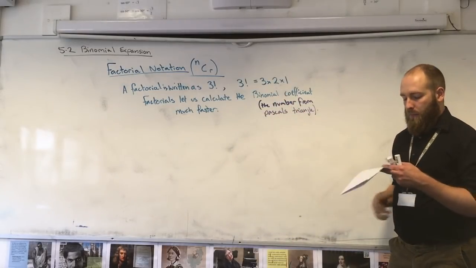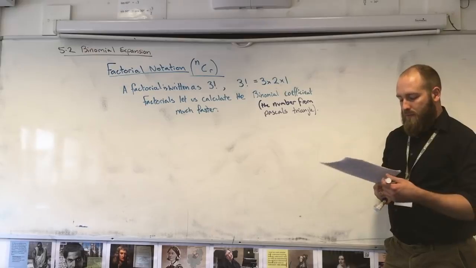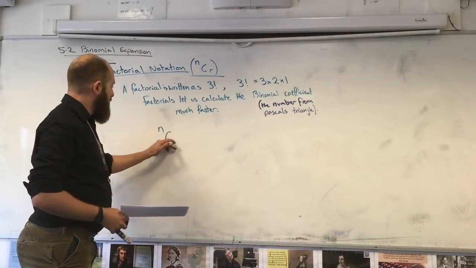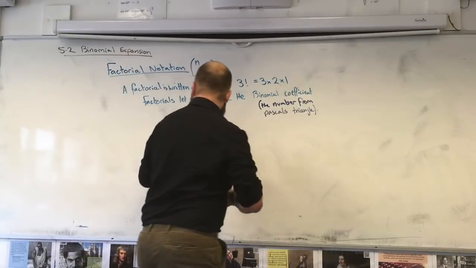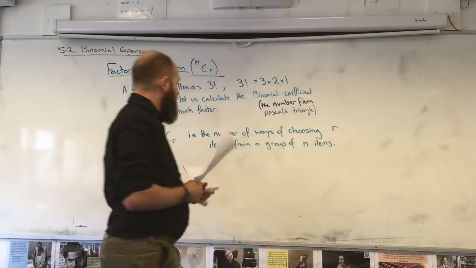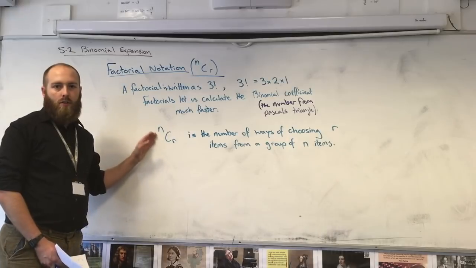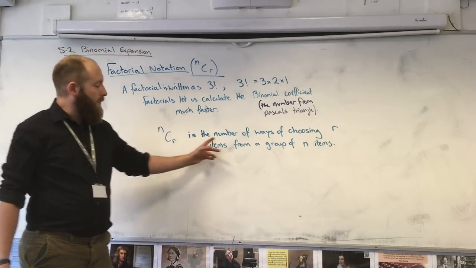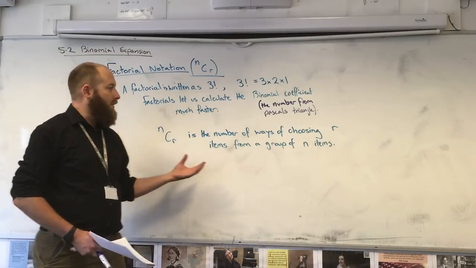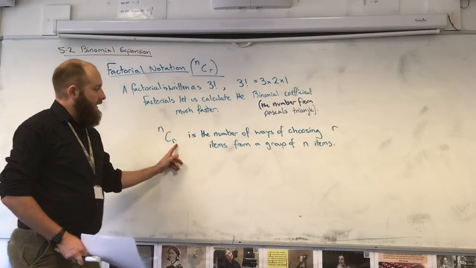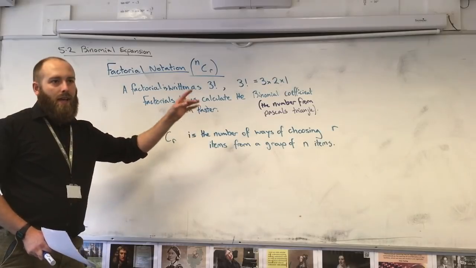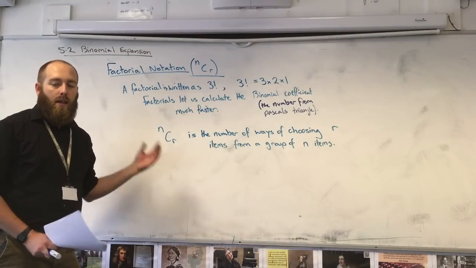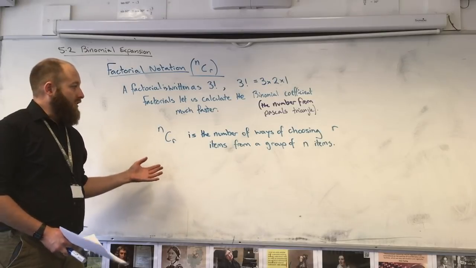Factorials let us calculate the binomial coefficient much faster, and the binomial coefficient is the number from Pascal's triangle. This all comes from statistics. So we end up with nCr. This is just a notation. It means n combination r. What it actually means is the number of ways, how many different ways there are of choosing r items from a group of n items. In other words, how many different ways there are of rearranging the terms in our binomial expansion.